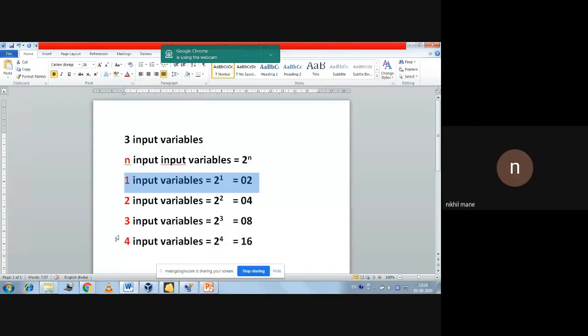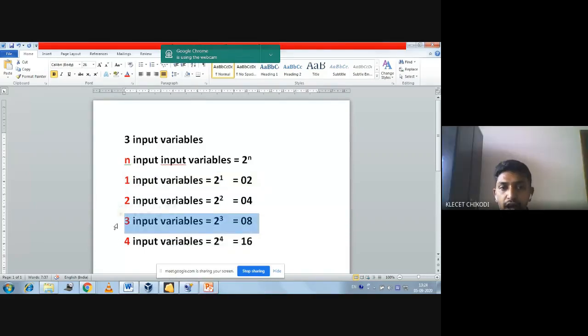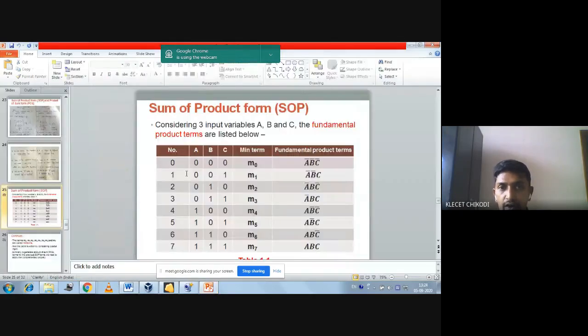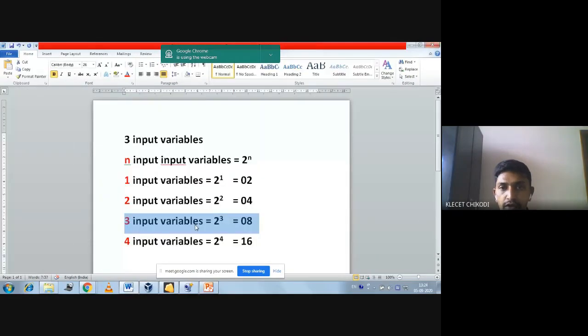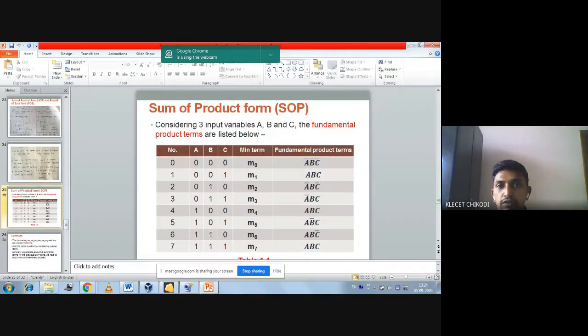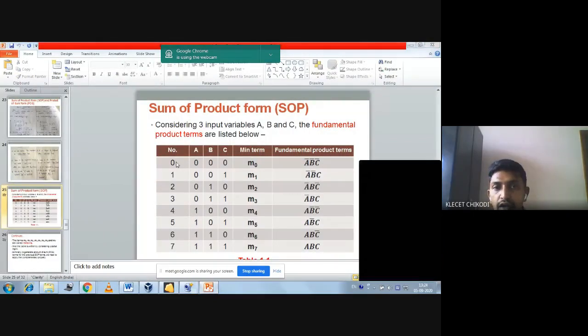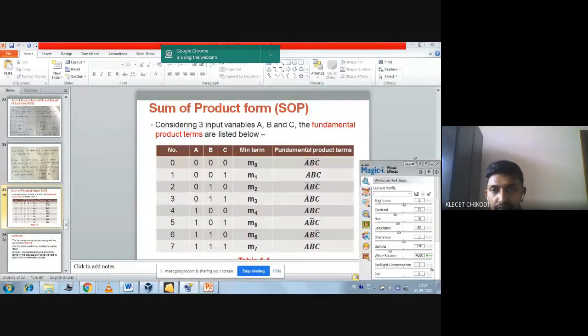Yes, sir. Okay, now you can see here, I have considered the 3 input variables there. Here I have considered A, B, C as the 3 input variables. That's why I have total 8 input combinations. You can see that here, start with the 0 and end with the 7. So there are total 8 input combinations. Fine.